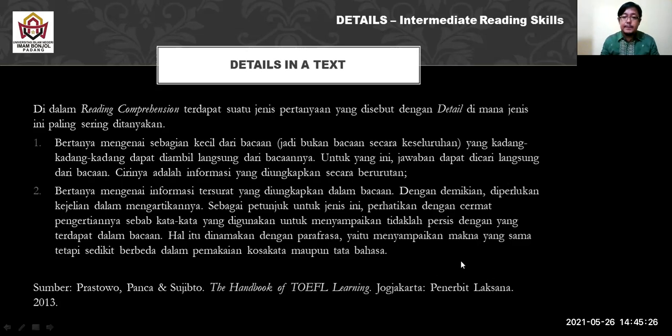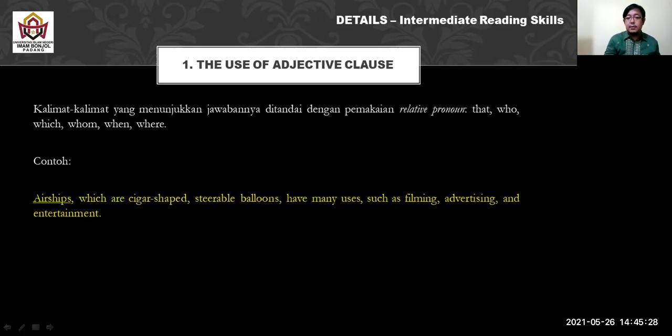Oke, kita lanjutkan. Yang pertama, the use of adjective clause. Kalimat-kalimat yang menunjukkan jawabannya ditandai dengan pemakaian relative pronoun seperti that, who, which, whom, when, where. Contohnya adalah airships, which are cigar-shaped, steerable balloons, have many uses such as filming, advertising, and entertainment. Jadi kalau misalnya ditanya, what is airship? Jawabannya adalah cigar-shaped, steerable balloons. Ini jawabannya. So, if people ask you, what is airship? Well, they are cigar-shaped, steerable balloons.